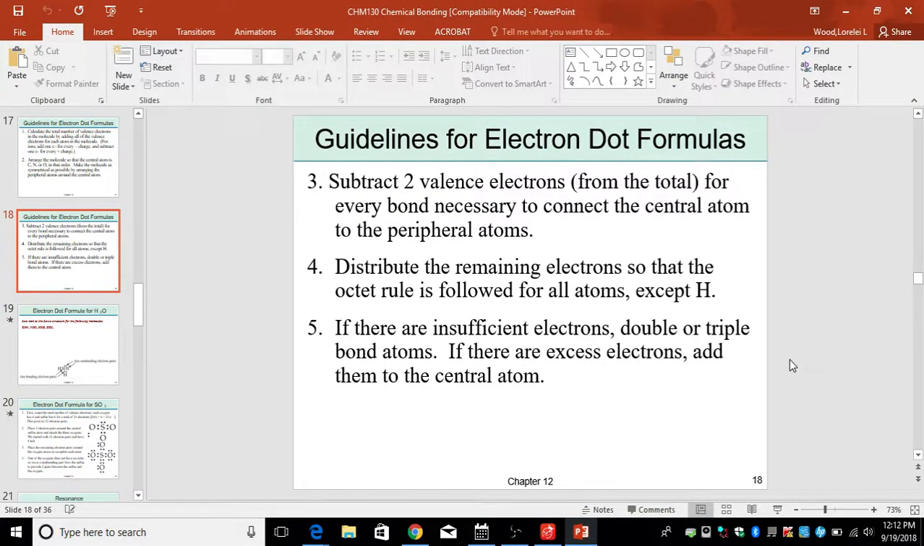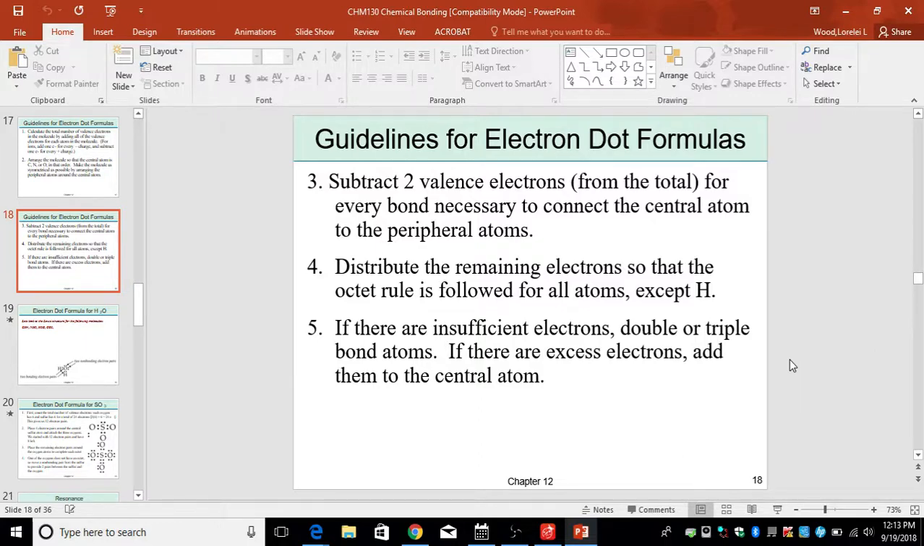Rule number 5: if there are insufficient electrons, which is what we have here, we don't have enough to go round, you double or triple bond the atoms. Now I want you to add a little note to that. You must double bond everything before you start tripling. You can't have a triple and a single, right? You have to have 2 doubles before you add a triple. So you have to double things first.